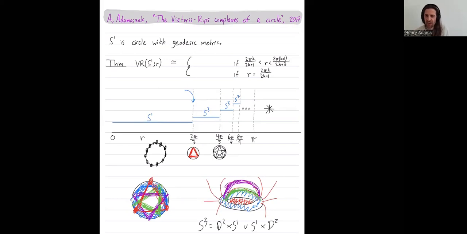I can tell you the fewest number of points you need to see this 3-sphere. The fewest number of points you need is 8 points. Because when I have 8 points, the scale is such that I have all possible edges except antipodal edges. Okay, so I have all edges of step 1 around the circle. I have all edges of step 2 around the circle. And I have all edges of 3 steps around the circle.